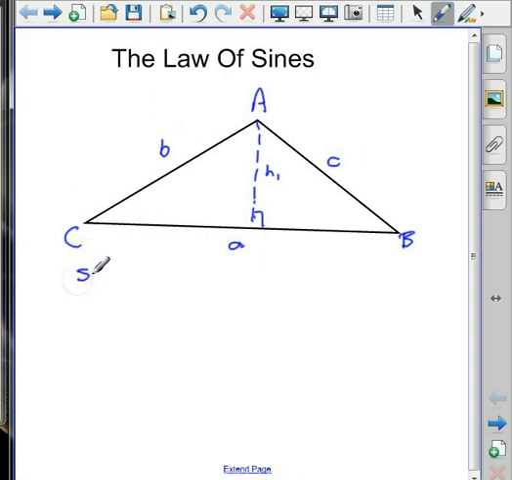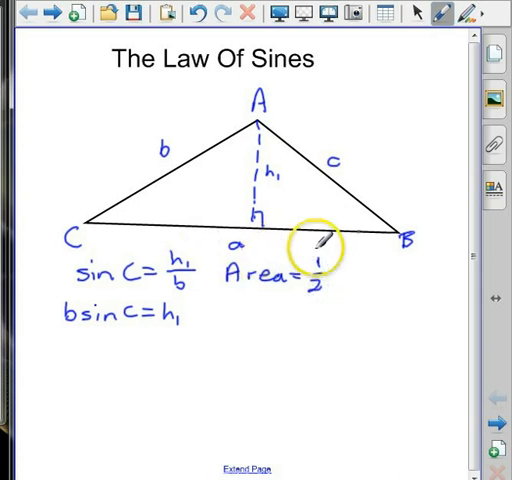So I can say that the sine of angle C is equal to H1 over B, or B sine C is equal to H1. That means that the area of this triangle is 1/2 the base, well, the base is side A, times the height, which is B sine C.